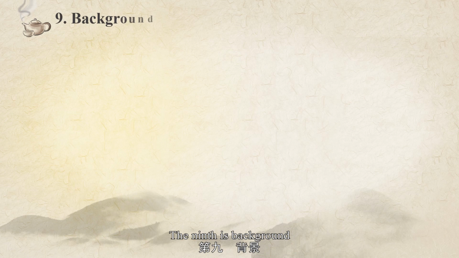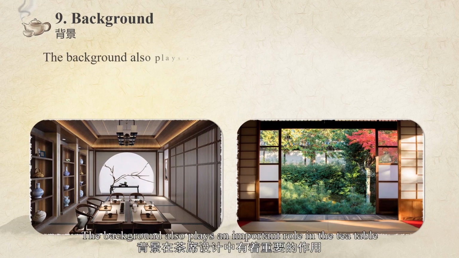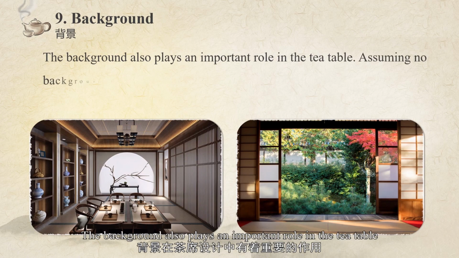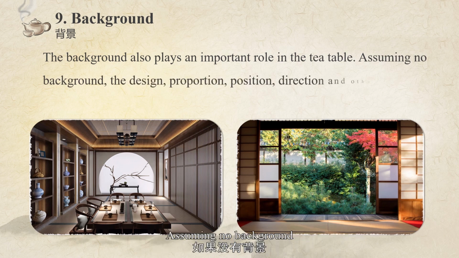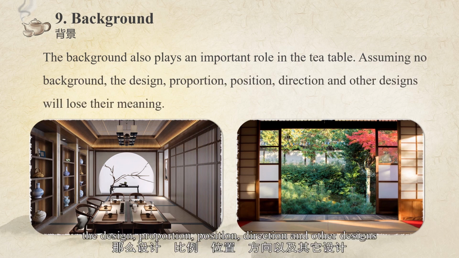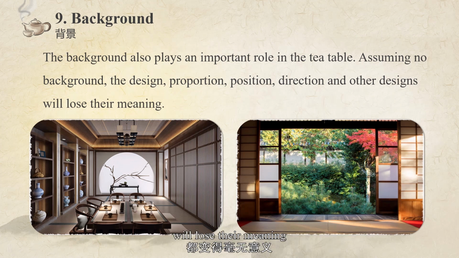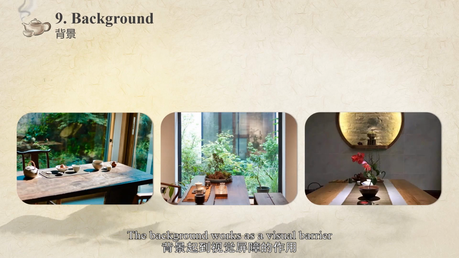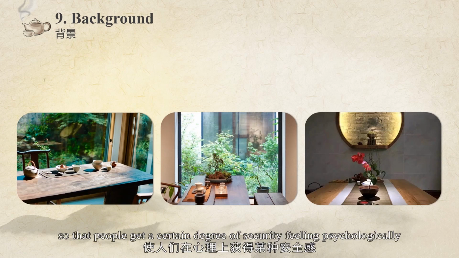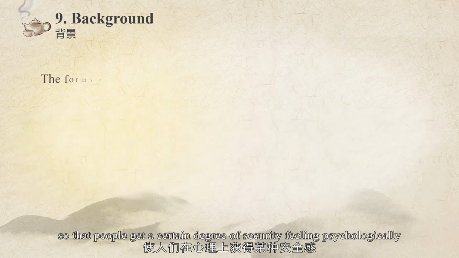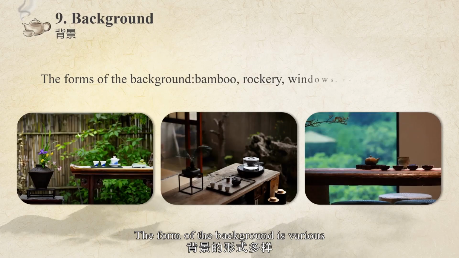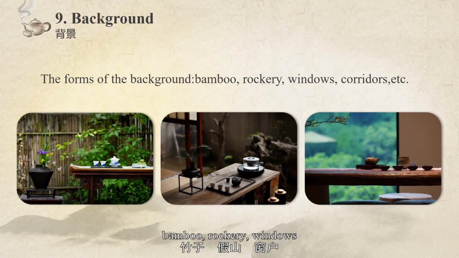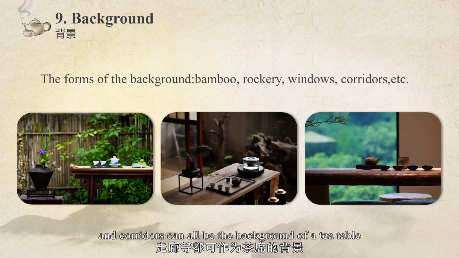The ninth is background. The background also plays important roles in the tea table. Assuming no background, the design, proportion, precision, direction, and other designs will lose their meaning. The background works as a visual barrier, so that people get a certain degree of security feeling psychologically. The form of the backgrounds varies. Bamboo, rockery, windows, and corridors can all be the background of the tea table.